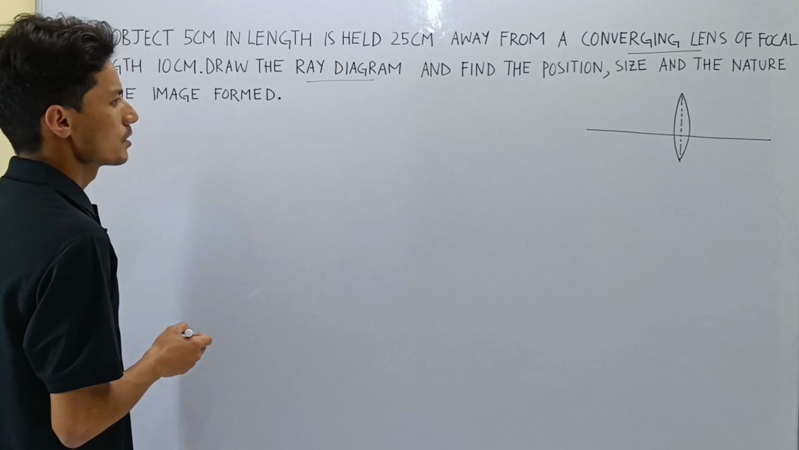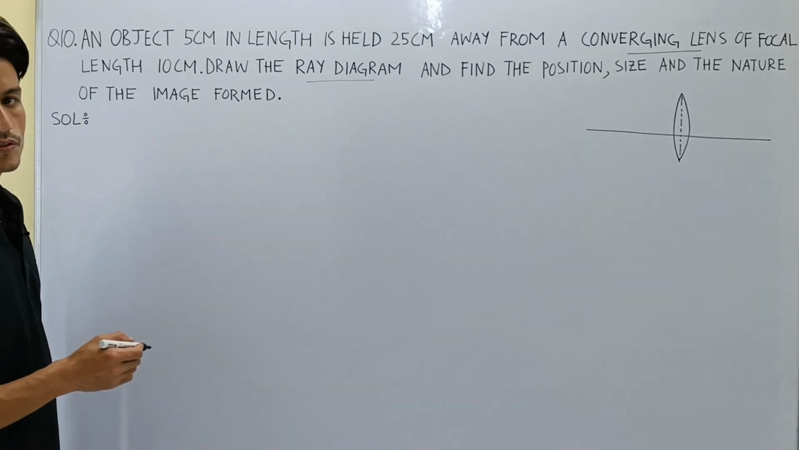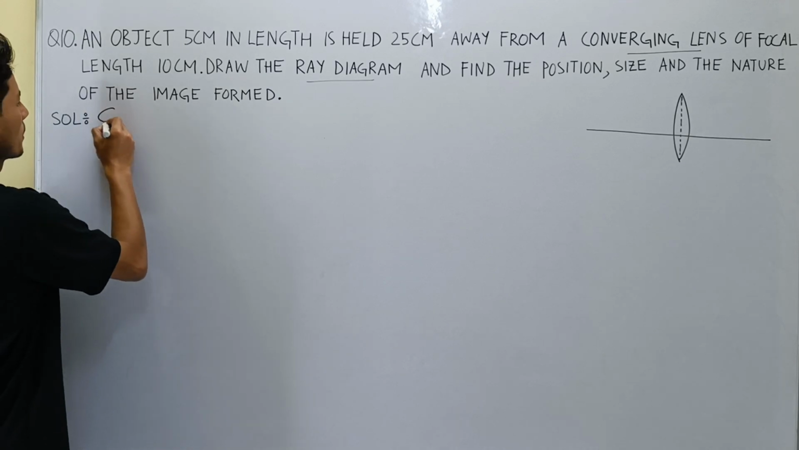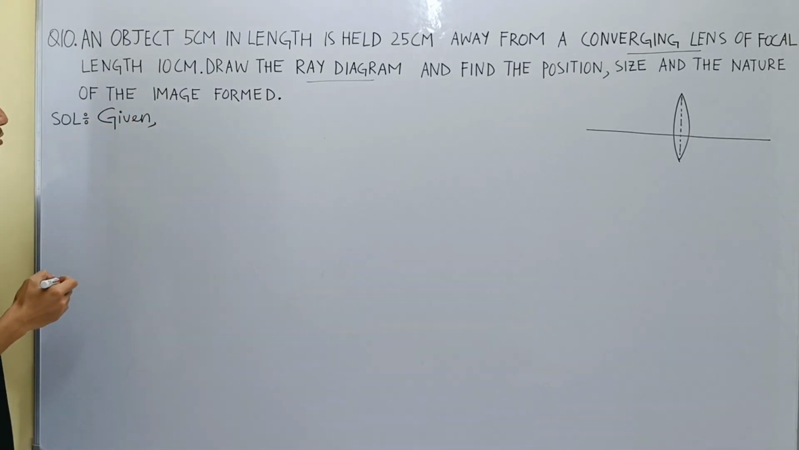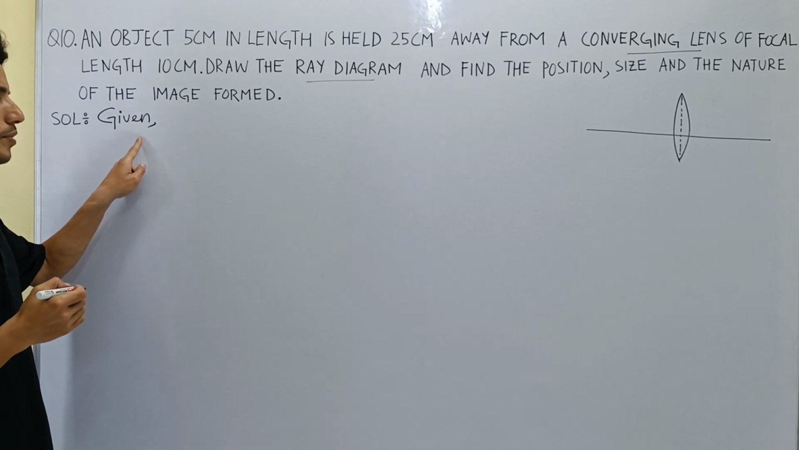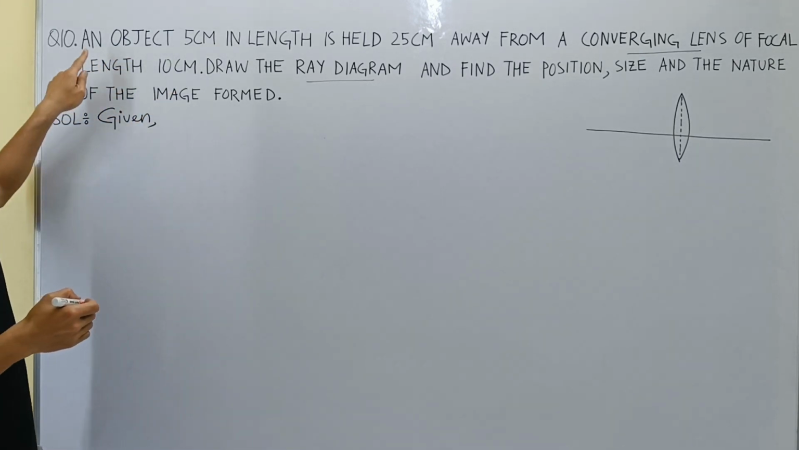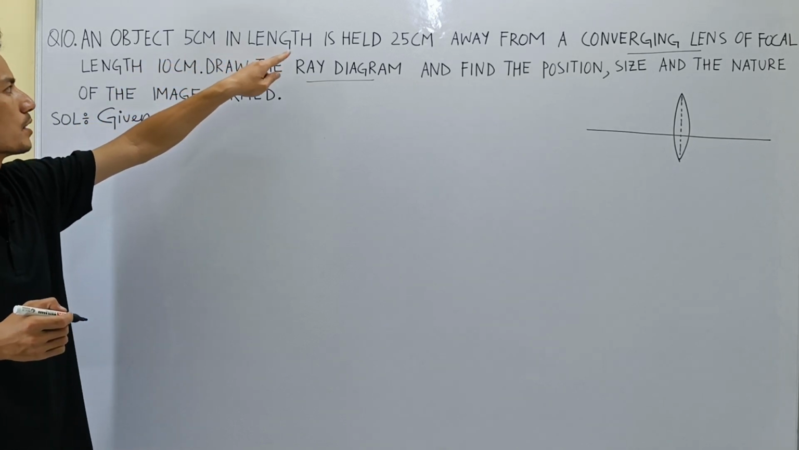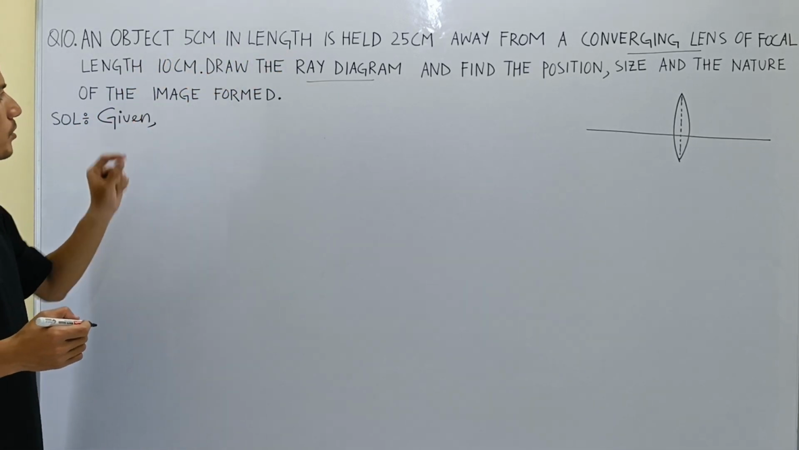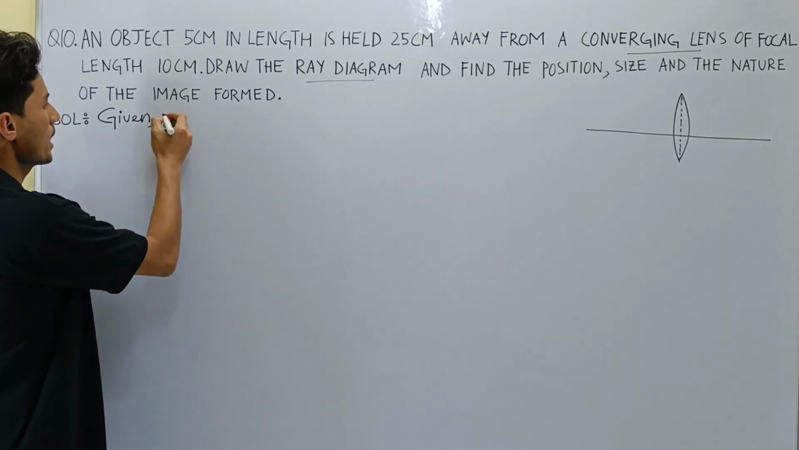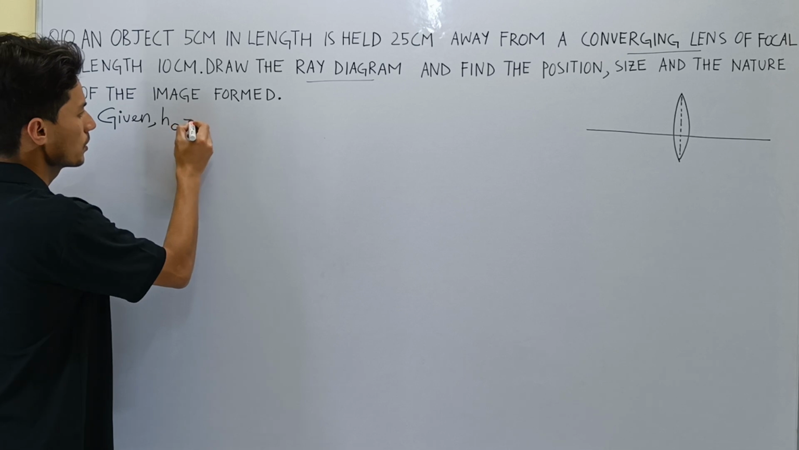Let us write down whatever things are given to us. The first thing we do is start with the word "Given". Under this, we will be writing whatever things are mentioned in the question. On reading the question, an object 5 cm in length. So what is this 5 cm? This is the height of the object. So the height of the object, HO, is given to us.